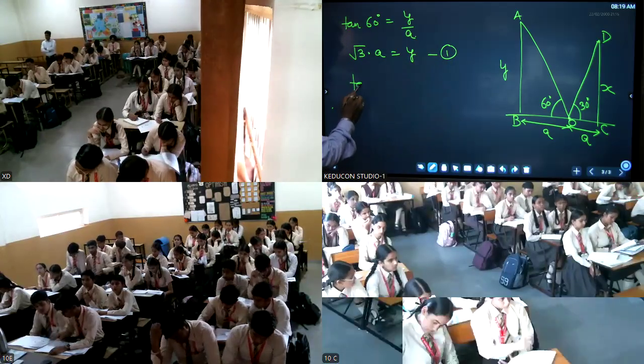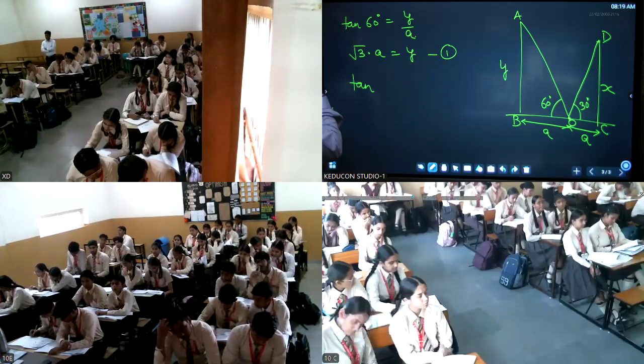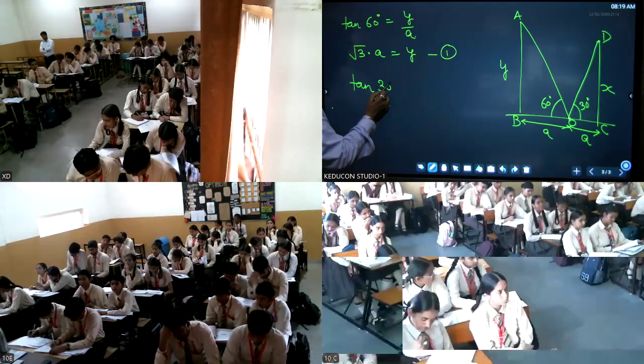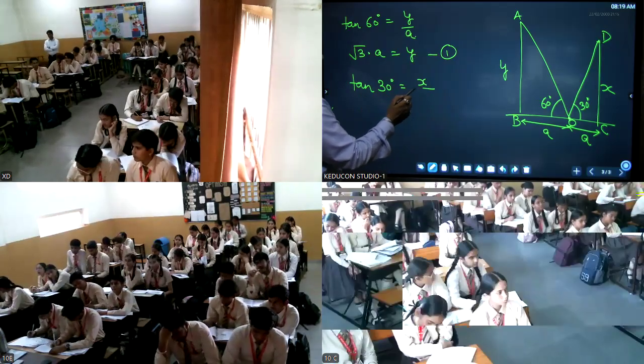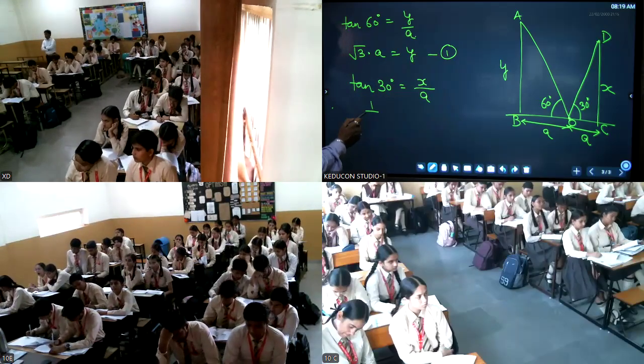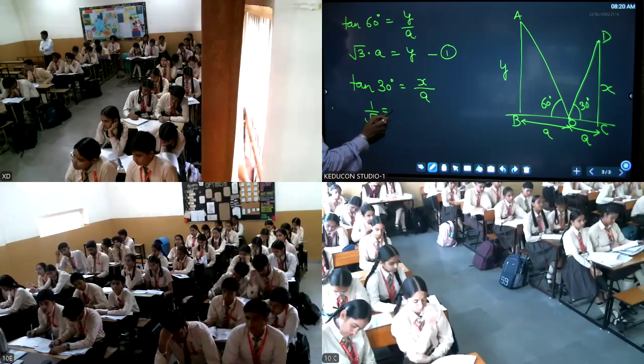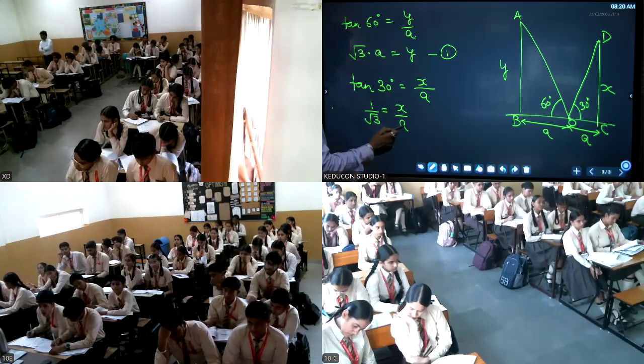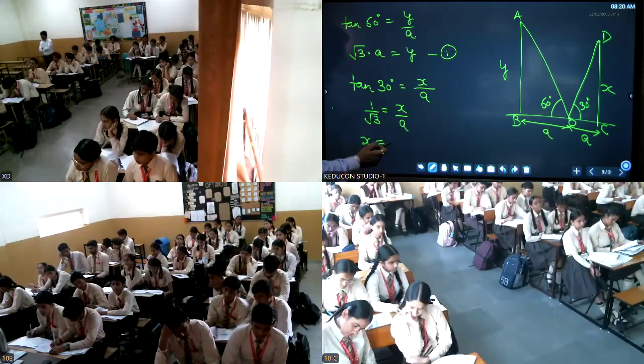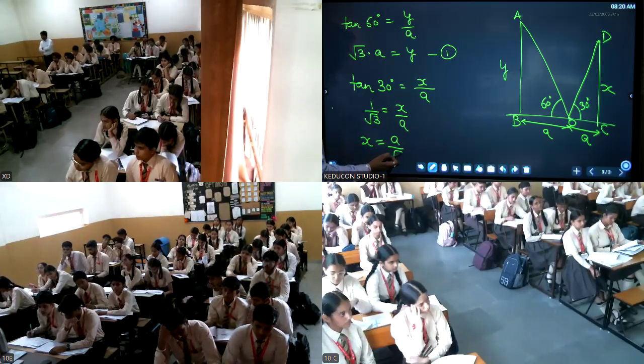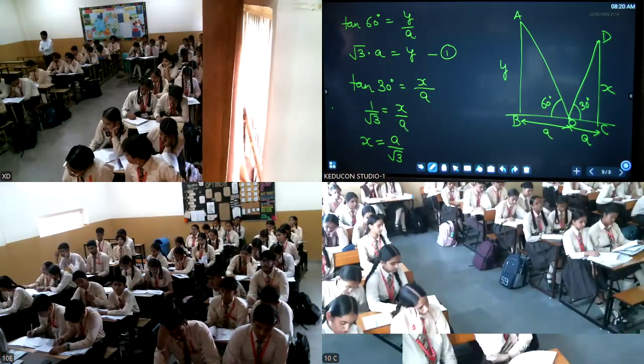Similarly, in triangle DCO, tan 30 degree will be equal to, so this comes out to be 1 by root 3. So from here the value of x comes out to be a upon root 3. Is it clear?